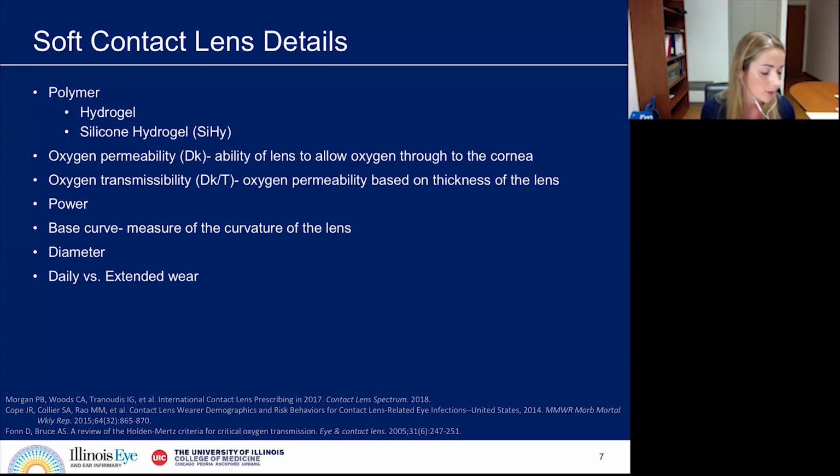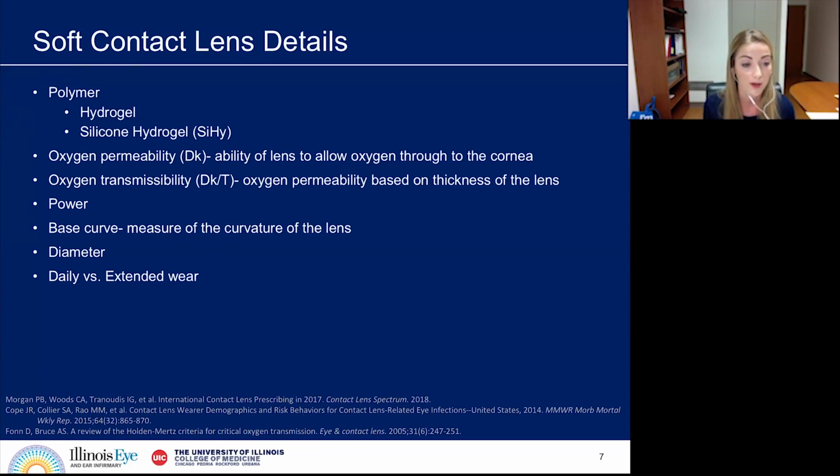The Holden and Mertz criteria was published in 1984 and determined that an oxygen transmissibility of 87 was the magic number for preventing corneal edema in overnight wear. And more recently, there are recommendations to revise that to 125. What I'd like to say is for our patients, I don't put any normal patients or non-ocular surface disease patients in overnight wear. I may fit them in a lens that is approved for that, but I do recommend against it just to lower the risk of infection in those patients.